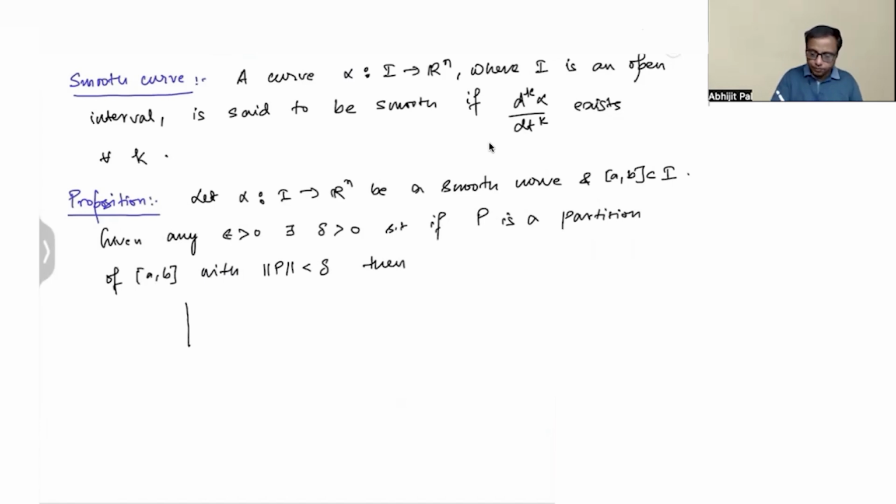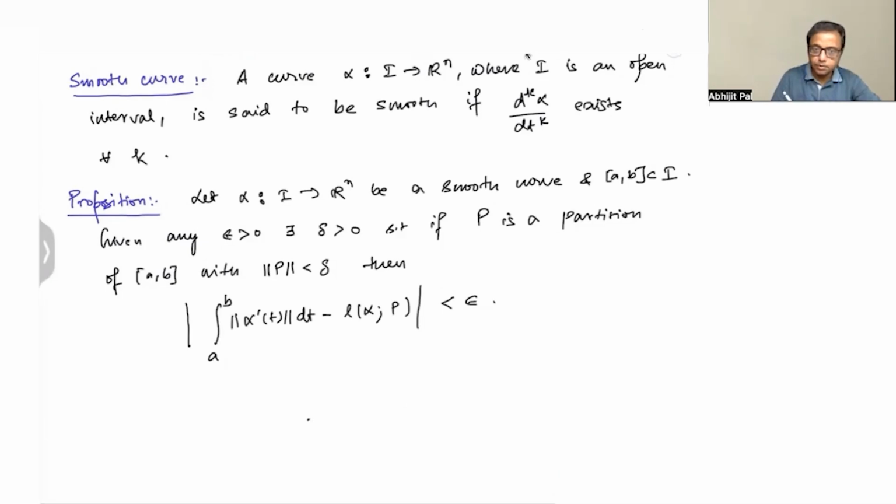the modulus of the integral from a to b of the norm of alpha prime t dt, minus the length of alpha with respect to this partition P, is less than epsilon. Let us prove this proposition.